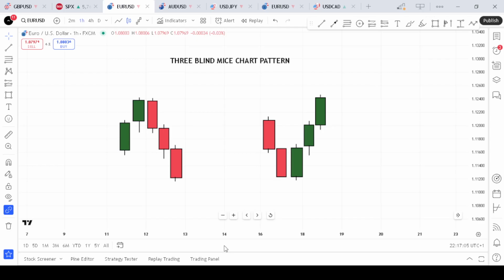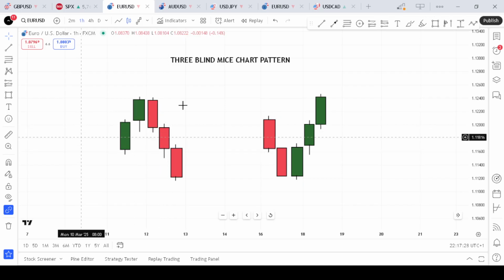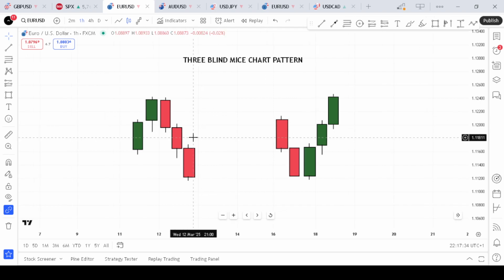And in today's video, we are going to be talking about the 3 blind mice chart pattern. This is a unique formation that provides a valuable insight into potential market reversals. Now, by the end of this video, you will understand how to identify this trend, how to incorporate it into your trading strategy, and how to use it in your day-to-day trading activity. So stay tuned to learn how the 3 blind mice pattern could enhance your forex analysis skills.